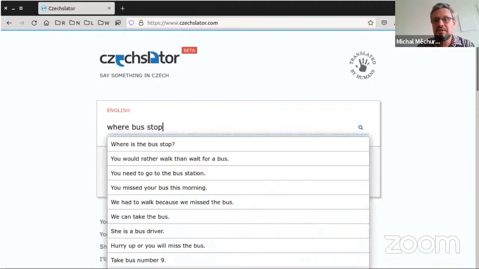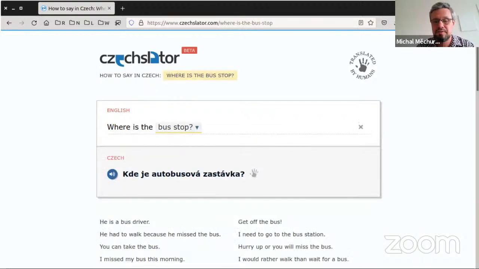So let's say you come into CheckSlater and you start typing a sentence you have in your mind, a sentence or a phrase which you want to express in Czech. And as you start typing, CheckSlater will start making suggestions to you for sentences which it knows it can translate. So hopefully the sentence you're looking for will be there, or something close enough to it will be there. So we can click on that and select it and go to that sentence. Currently, there are about 18,000 sentences of English in CheckSlater with Czech translations.